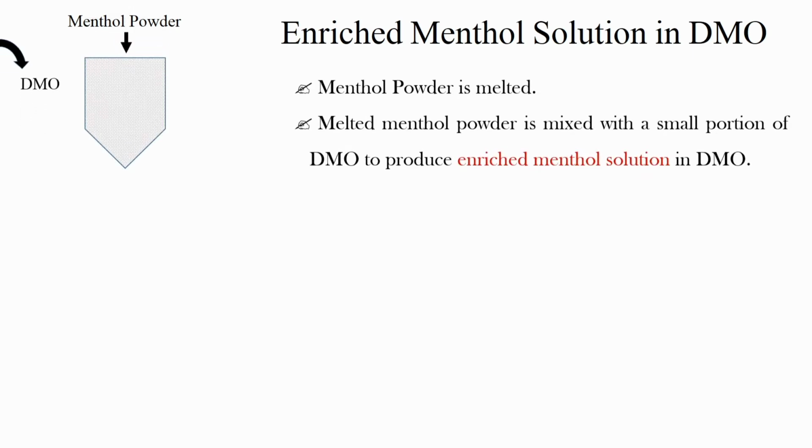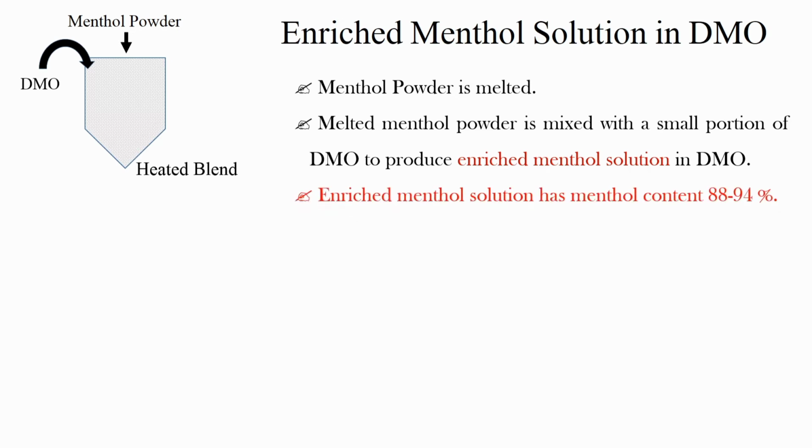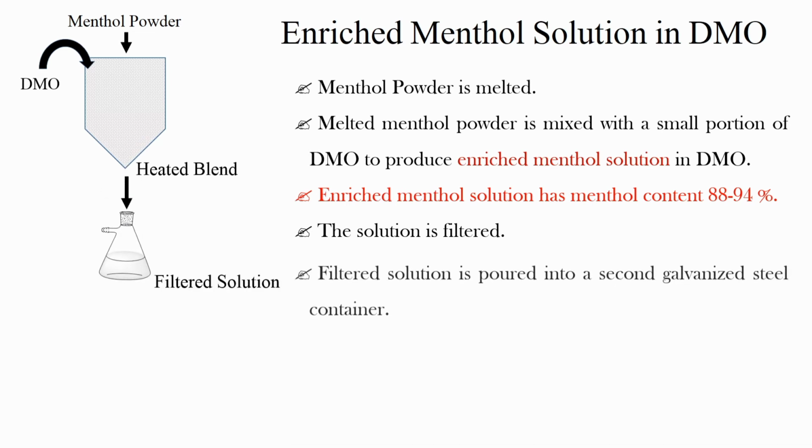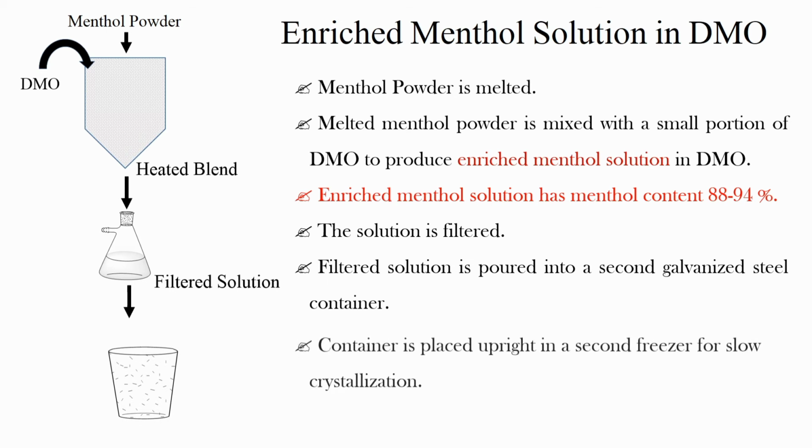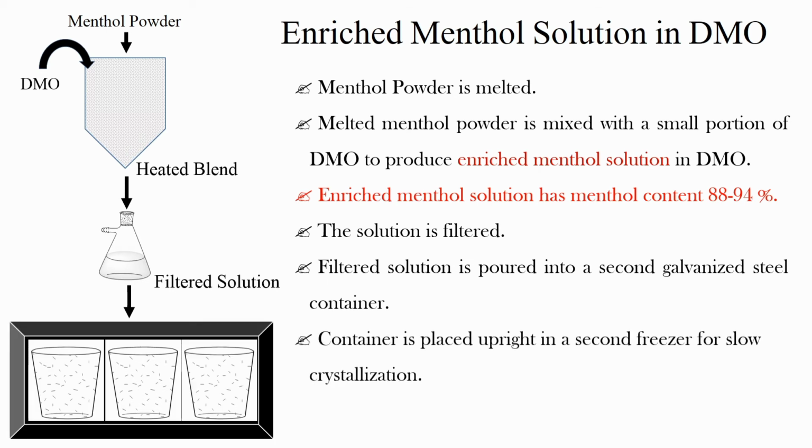Now, preparation of enriched menthol solution in DMO. Menthol powder is melted. The melted menthol powder is mixed with a small portion of DMO to produce an enriched menthol solution in DMO. The enriched menthol solution has menthol content of about 88 to 94%. The solution is filtered. The filtered solution is poured into second galvanized steel containers. The containers are placed upright in a second freezer for slow crystallization.